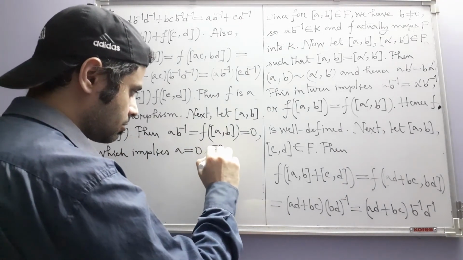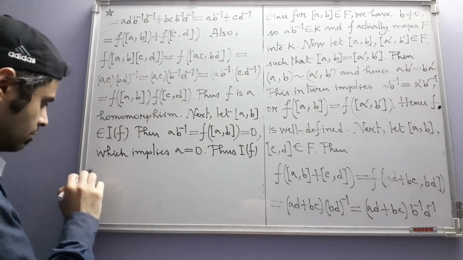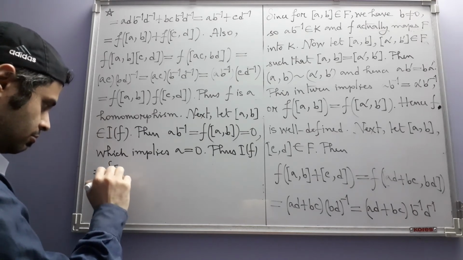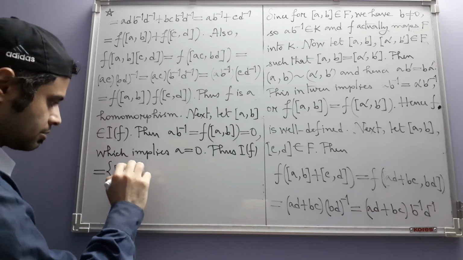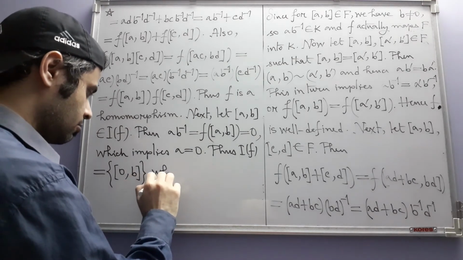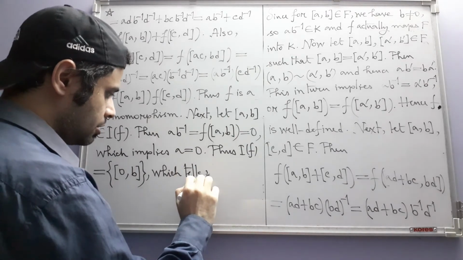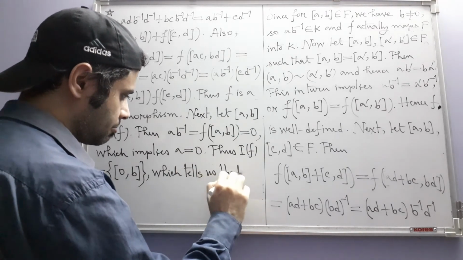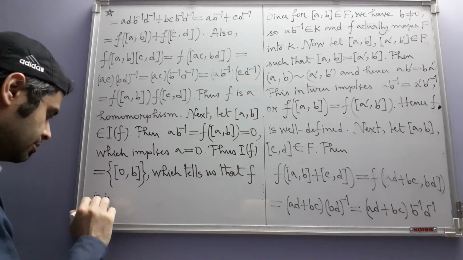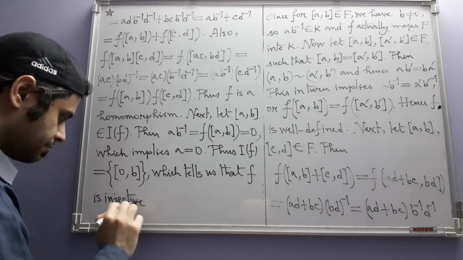Thus, the kernel of f consists of only the zero element, which is nothing but this. Which tells us that f is injective, that is one to one.